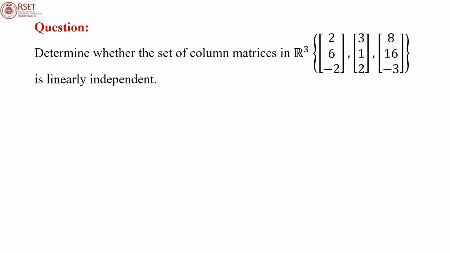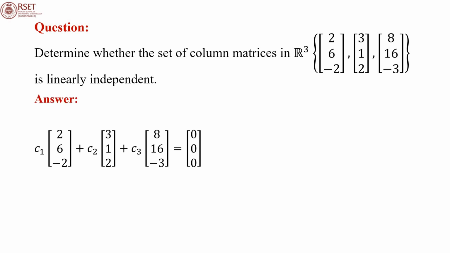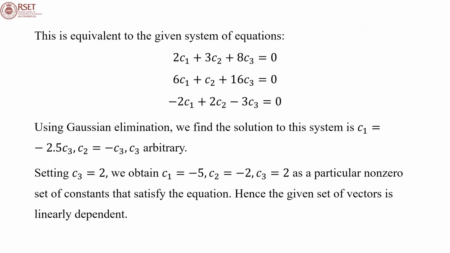Another example, suppose we are considering three vectors in R3. Will they be linearly independent? We have three particular vectors in R3, and we are asked to determine whether these vectors are linearly independent. So we have to consider the equation C1 V1 plus C2 V2 plus C3 V3 is equal to 0. On solving this equation using the Gaussian elimination method, we see that C1 must be equal to minus 2.5 C3 and C2 must be equal to minus C3, where C3 is arbitrary.